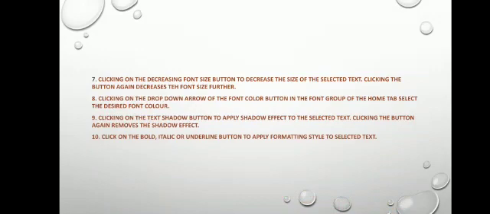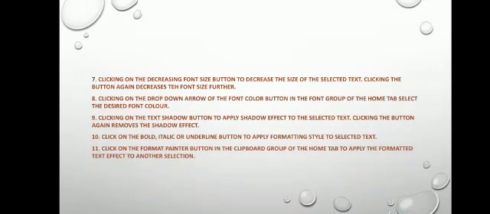Control plus B is used for making the text bold. Control plus I is used to make the text in italic format, and Control plus U is used to put an underline after the text.